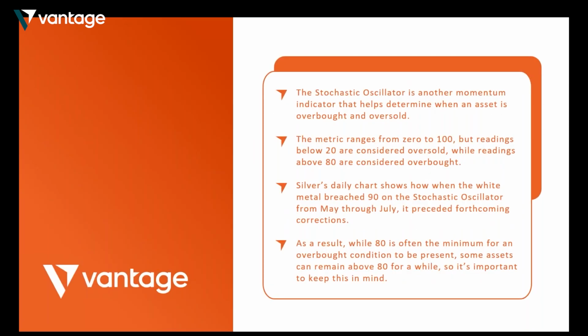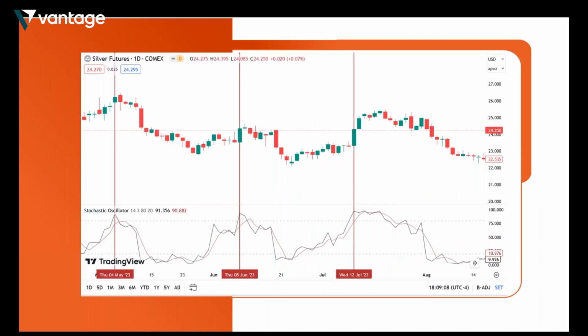So the next one, and this is another oscillator, is the stochastic. Now, with the stochastic, we're looking at it pretty similar to how we looked at the RSI, and that is for overbought and oversold areas. In the stochastic case, we're looking at 20 and 80. So below 20 is the oversold area, and above 80 is the overbought area. So let's have a look at this example.